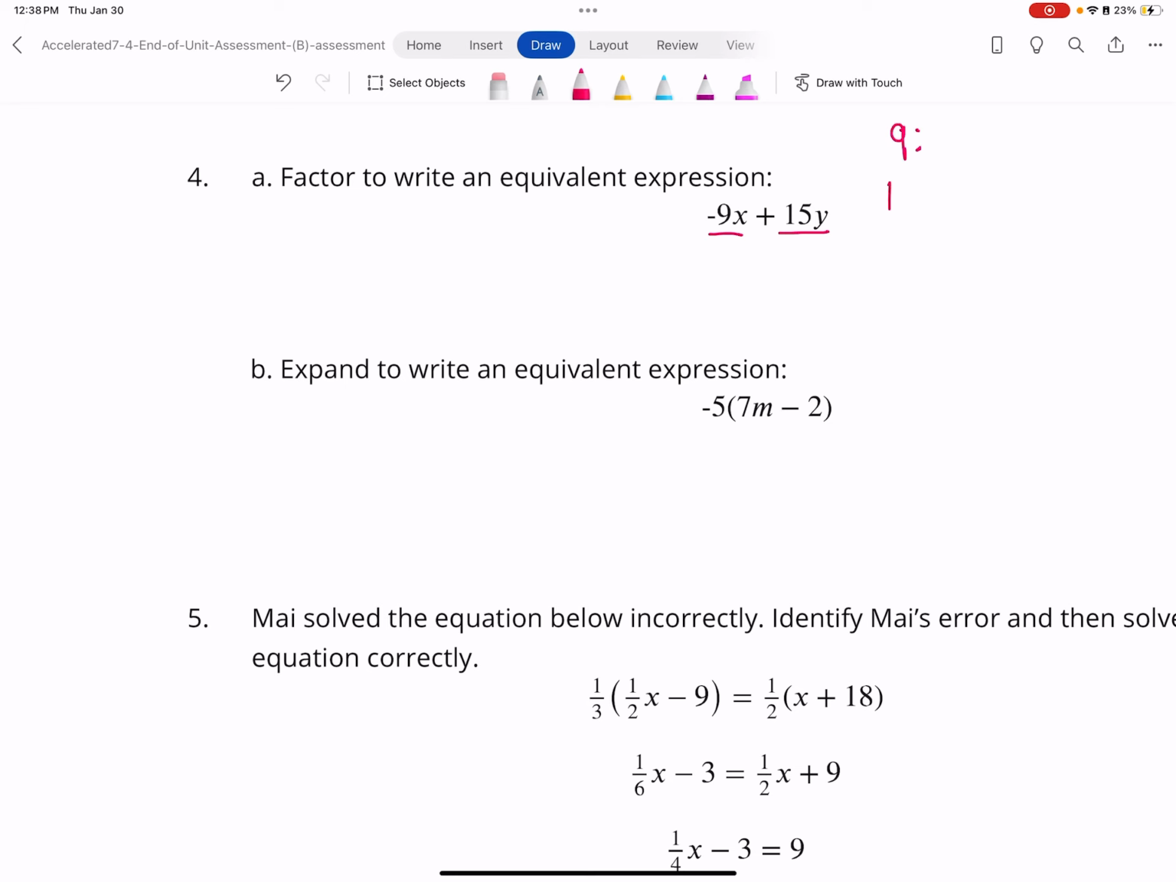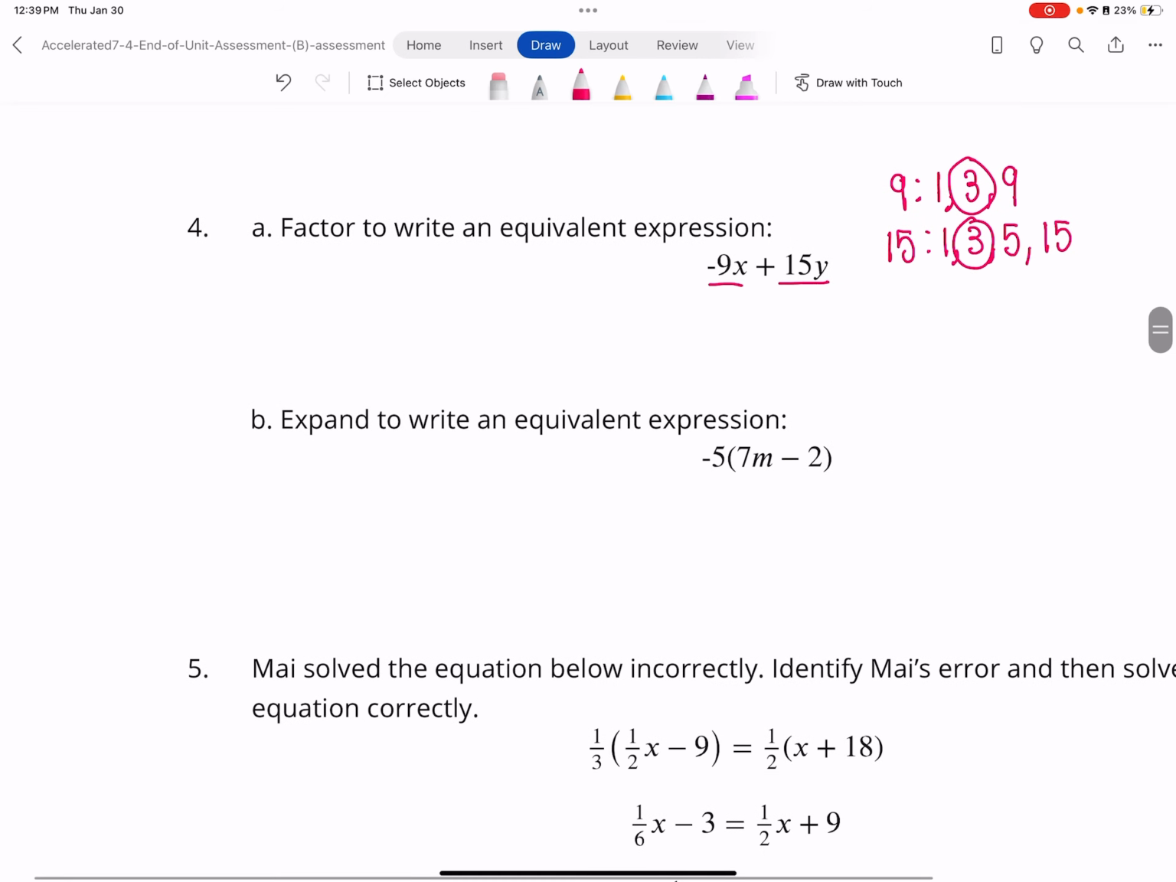Now I'm going to write out the factors of 9 and 15 so you can see. For 9, it'll be 1, 3, and 9. And for 15, we have 1, 3, 5, and 15. So we see that the greatest common factor, the largest number that I can take out from both terms is 3.